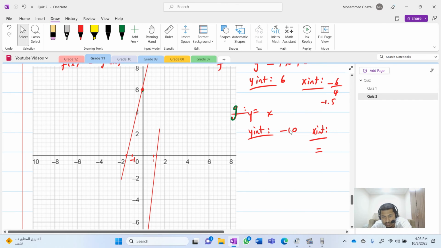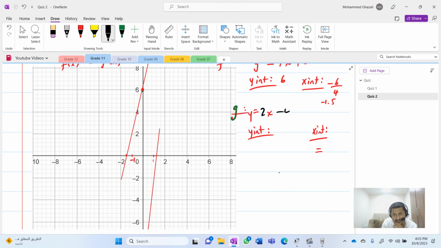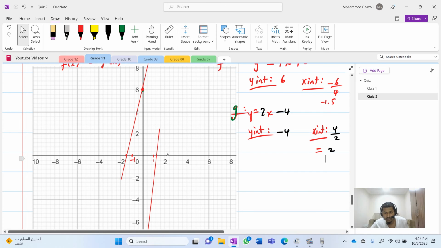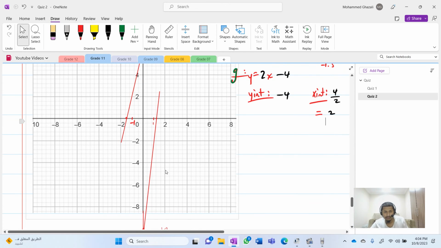So we have 2x minus 4. Now my y-intercept is negative 4. My x-intercept is 4 divided by 2, which is 2. So we'll use negative 4 and 2.